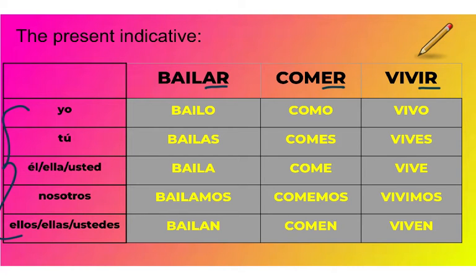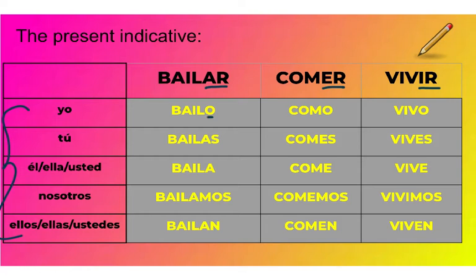The nosotros form is the first person plural because I am included, but there are others as well. Then there is ellos and ellas, and of course, ustedes. Ellos and ellas being them or they, and ustedes being all of you, the plural form of the second person.